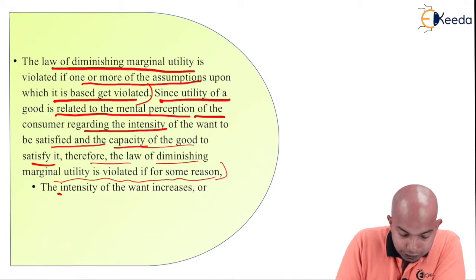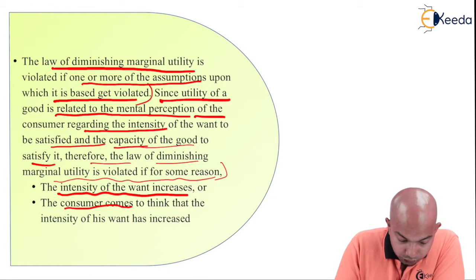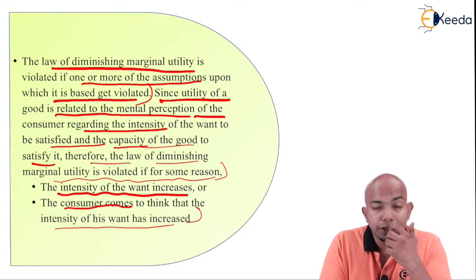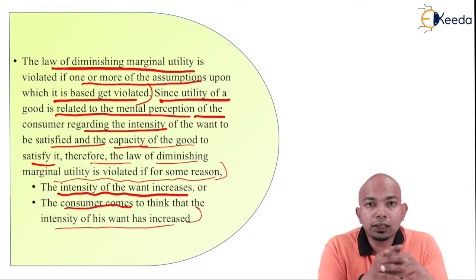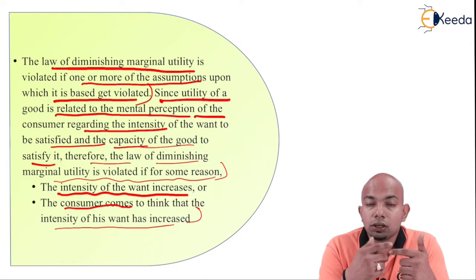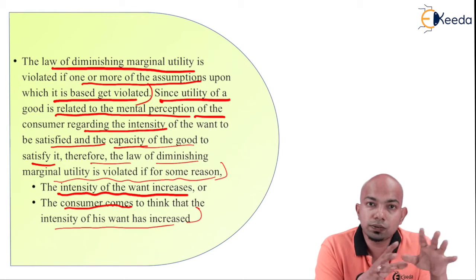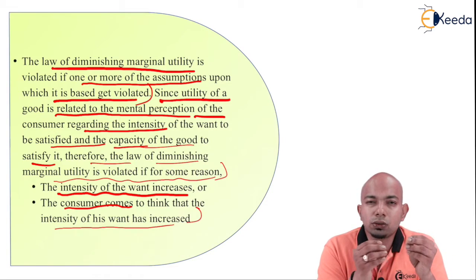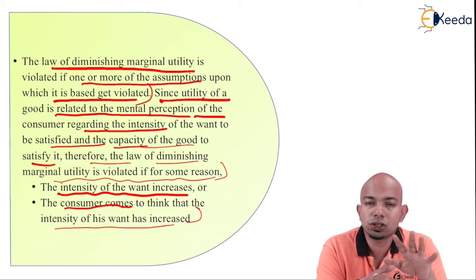Now, the intensity of the want increases, or the consumer comes to think that the intensity of his want has increased. If you're smoking a cigarette, you might figure out that the first cigarette that you had in the day is giving you the actual satisfaction. The next cigarette will still have it. The third will still have it. At a point, if you're a regular smoker, you might be smoking just 5 cigarettes a day. The 6th or the 7th one won't have that much effect on you because it will be like, oh okay, it's a tick mark activity, a check mark activity. So you won't have that much of thing in you. So it's fine with you.